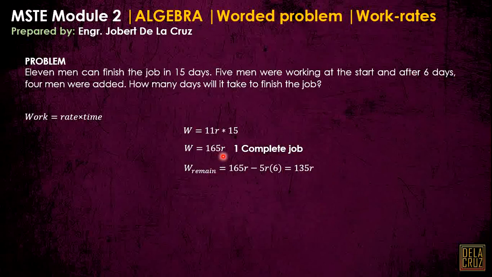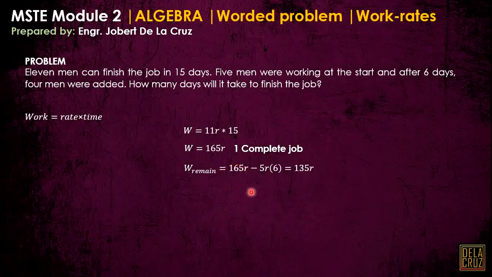The same logic. So, we have initially one complete job, that one, 165 hour, then minus yung 5 tao, so that will be rate of 5 man, 5 hour in 6 days times 6. If we simplify this one, that will be 135 of hour or the rate of each man. So ito yung remaining work. Now, after 6 days, 4 men were added. Meaning, they are all in, so diba initially 5 men, so they will become 9 men na yung magtatrabaho.